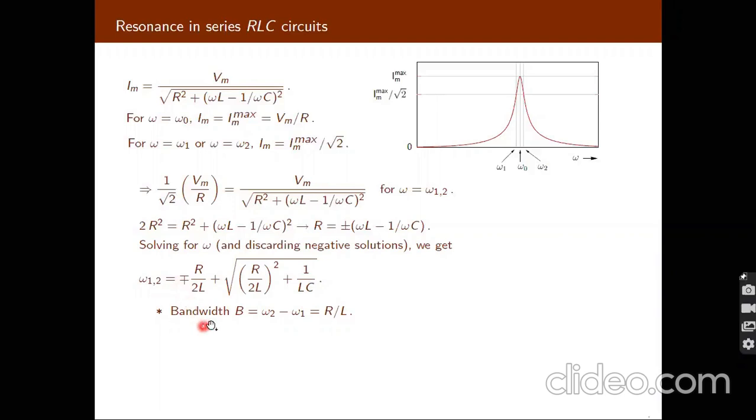So from this one, you can find the bandwidth. Bandwidth is equal to omega 2 minus omega 1. So take the subtraction of these two roots, and you are going to have R by L. That means the bandwidth, which is the difference of the two frequencies, omega 2 minus omega 1, is in terms of circuit elements R by L. This is one important equation in resonance. Next.